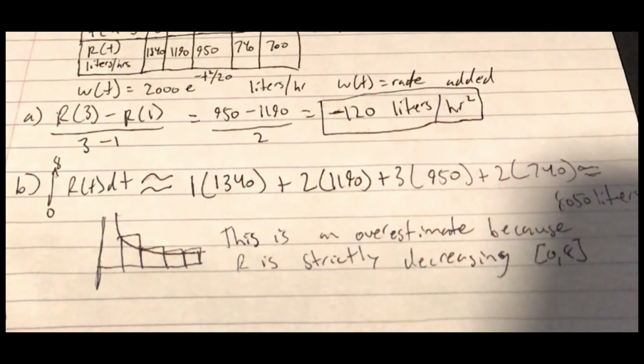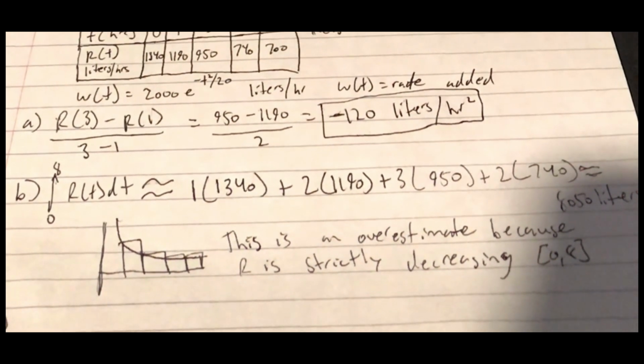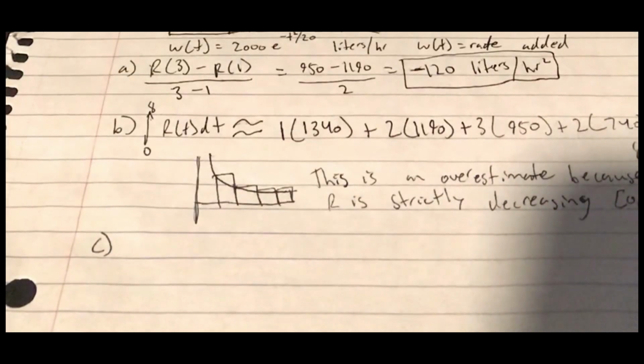Okay, so part C, we are asked, use your answer from part B to estimate the total amount of water in the tank to the nearest liter at the end of 8 hours. Something I probably should have written up here is that it starts at time t equals 0. I'll just write it here.